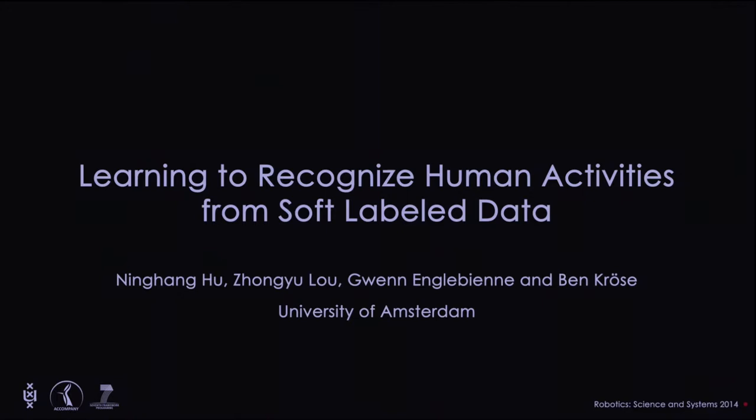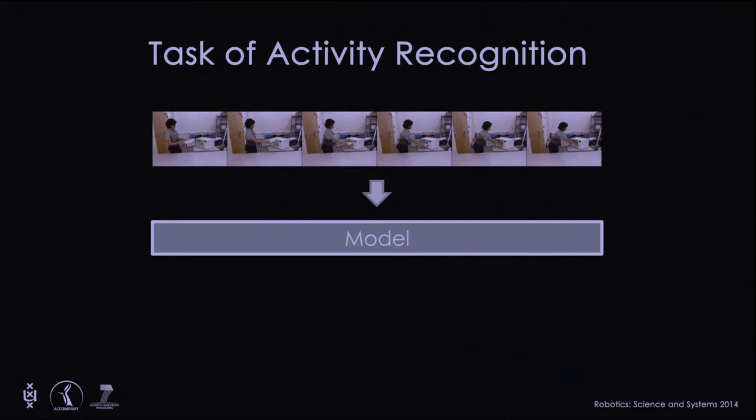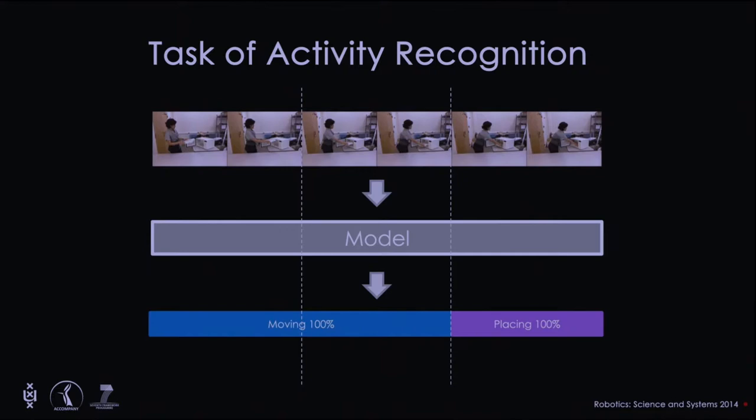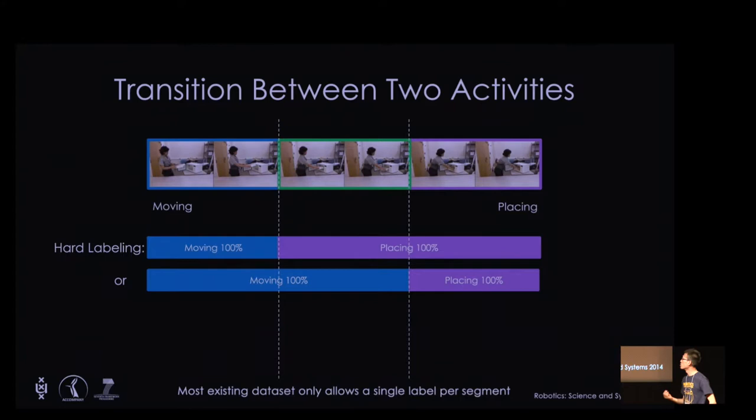In this work, the task of activity recognition is defined as follows. We first have a sequence of RGBD videos. We extract some features, and we have a model to predict a sequence of activity labels. Training such a model usually requires a large and correctly labeled data set. However, this is very hard in some cases.